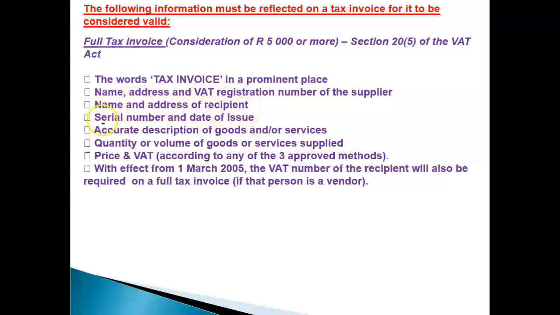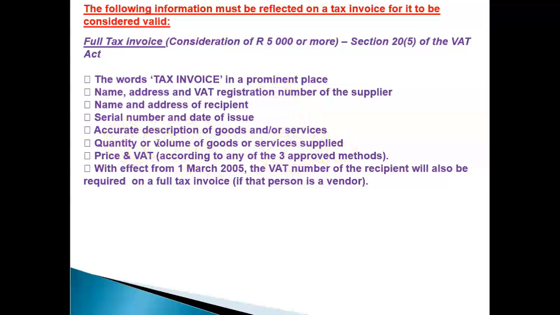That tax invoice must be pre-numbered, must be serial numbers, and it must be a printed number so that nobody can change it. So it must have a number on, and there must be a date of issue on the tax invoice. Then there must be an accurate description of the goods provided or services provided to you. The quantity or the volume of goods or services supplied must appear there.